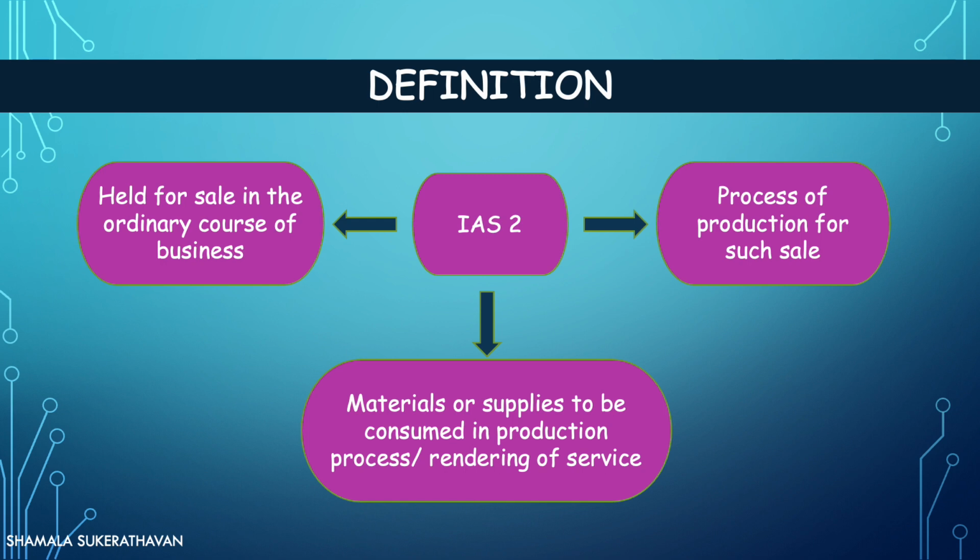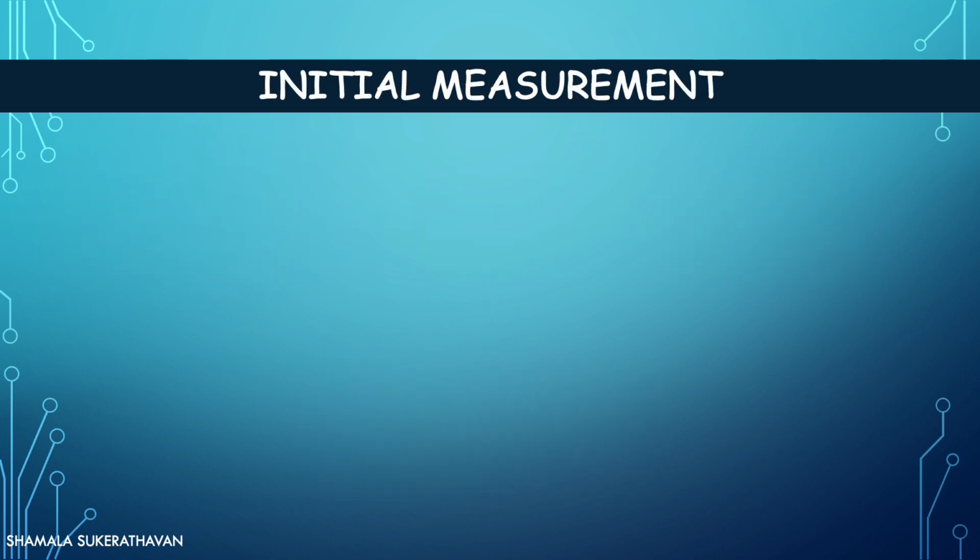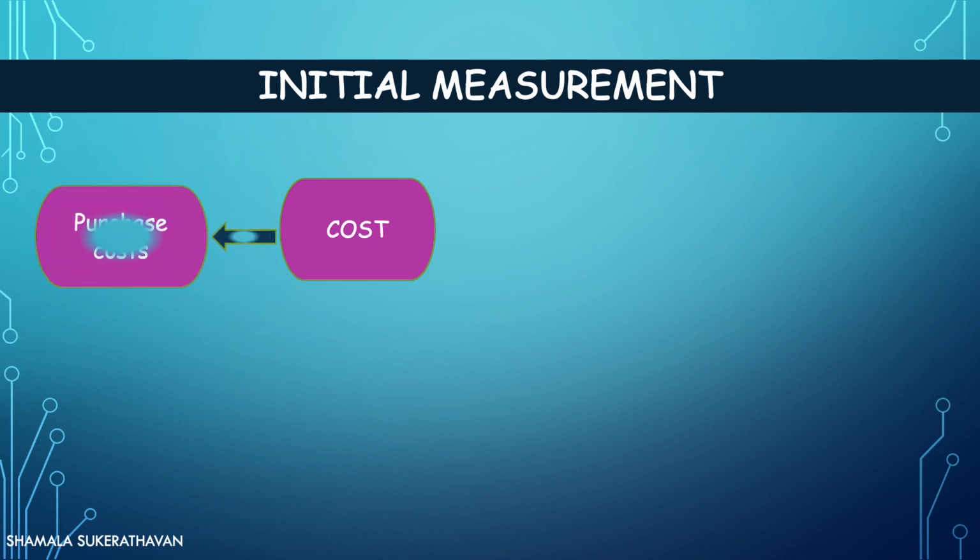Examples of inventories include finished goods, merchandises for sale, work in progress, raw materials, and consumables. As seen with other assets on initial recognition, inventories too shall be measured at cost. Cost includes 1. Purchase cost. This includes purchase price, net of trade discounts and rebates, any import duties, irrecoverable taxes, transport and handling costs, and any other directly attributable costs.